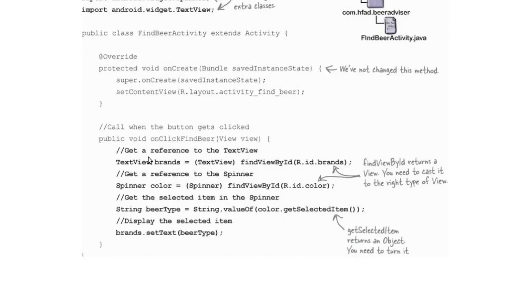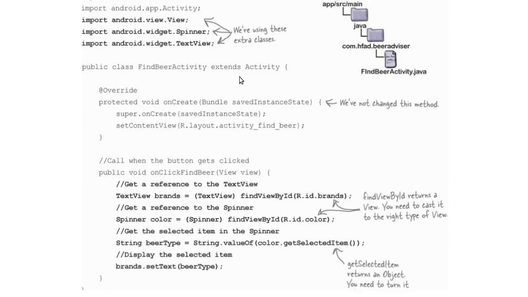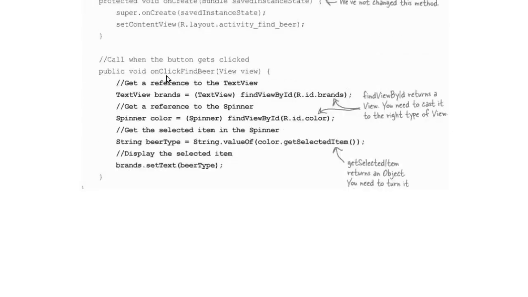Then we have already covered the onCreate method in part 1 of that video. Now I have covered the onClickFindBeer. That is the name. If you see the same name, onClickFindBeer, here the name is also onClickFindBeer. So as soon as we click on the button, we want some action.